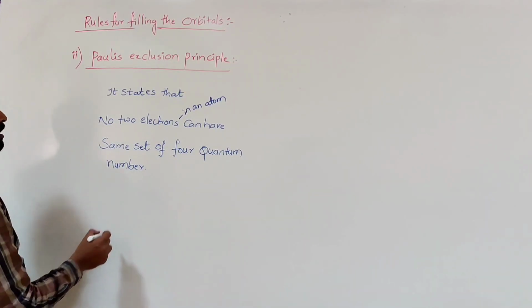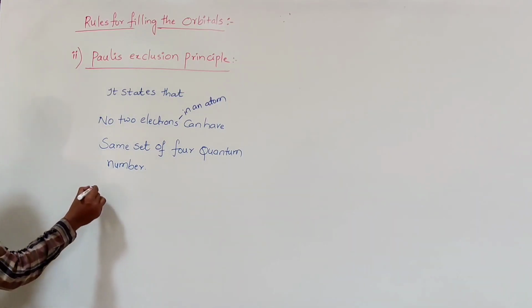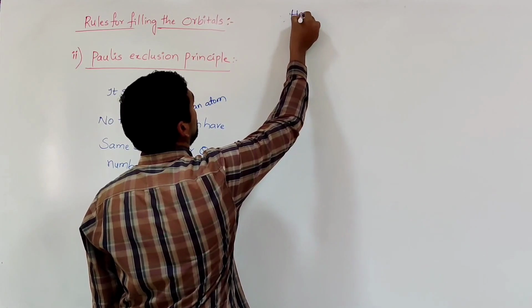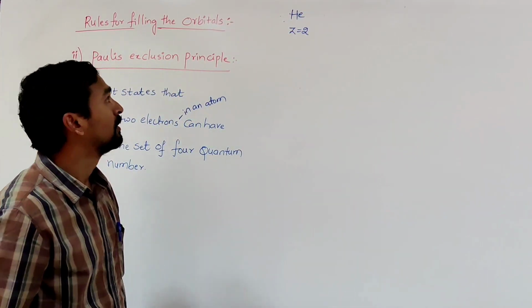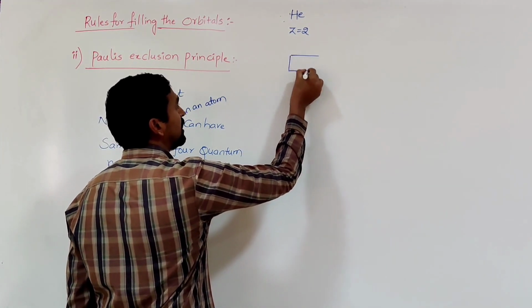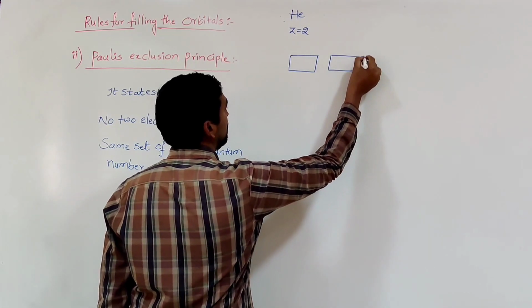Okay, so now how does it say this? To understand this, let us take an example, helium. The helium atomic number is 2, you know very well. Then these 2 electrons I am arranging in one of the orbitals like this.